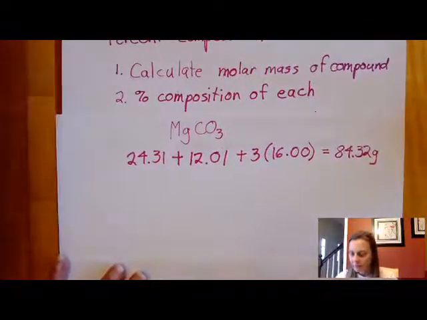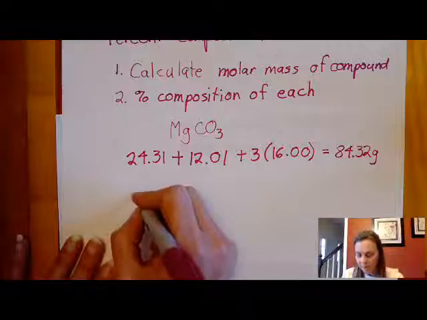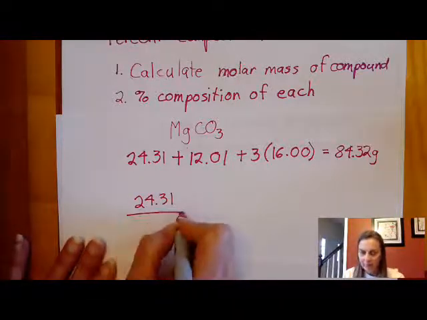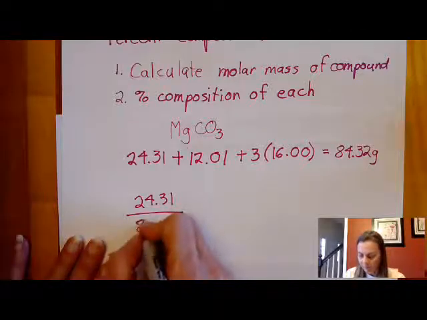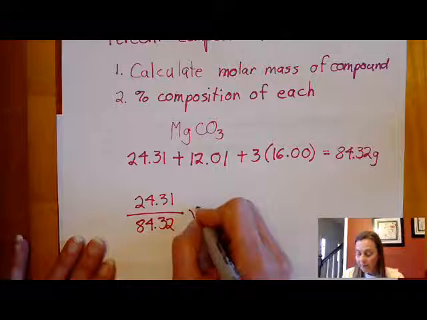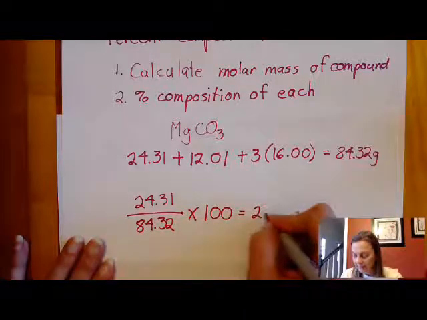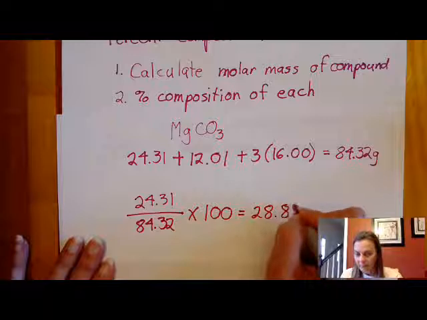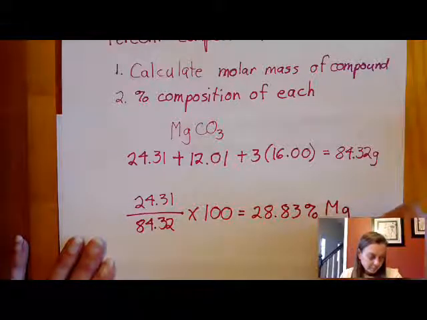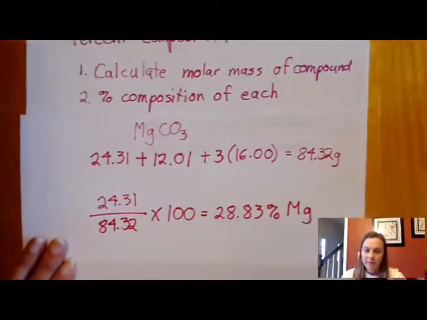If we want to know what percent magnesium it is, we're going to take the molar mass of magnesium, 24.31, and divide it by the molar mass of the compound, 84.32, and multiply it by 100, and that's going to give us 28.83% magnesium. So we have found our 28.83% magnesium.